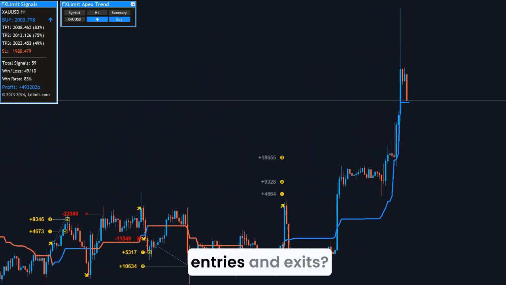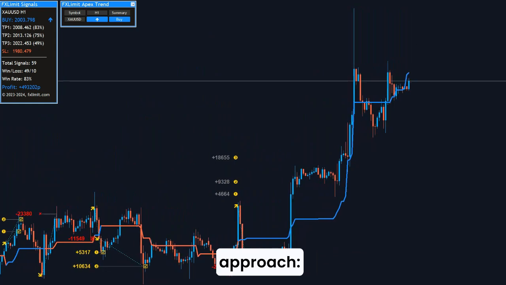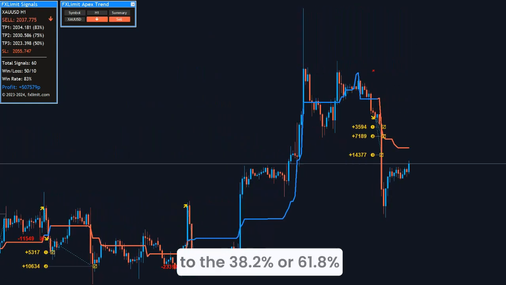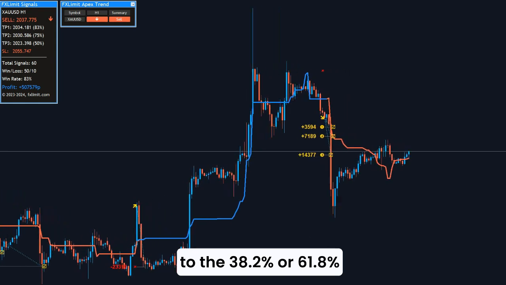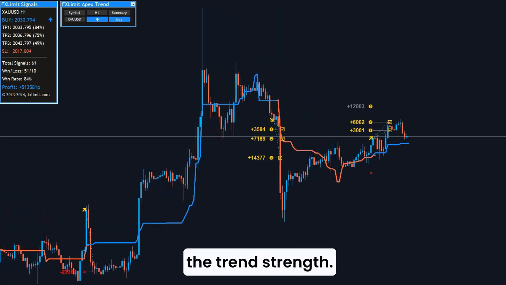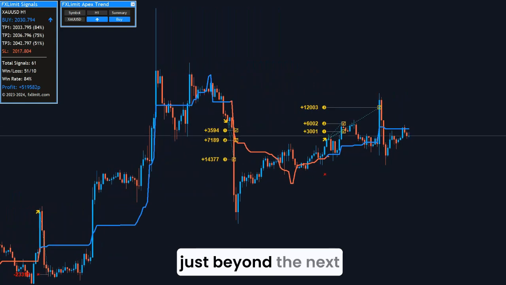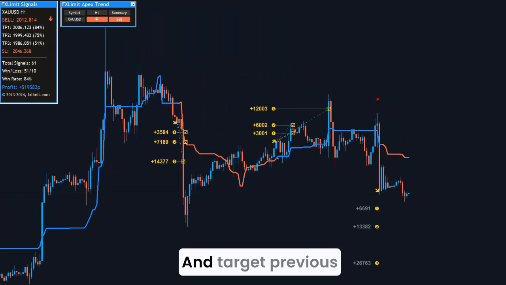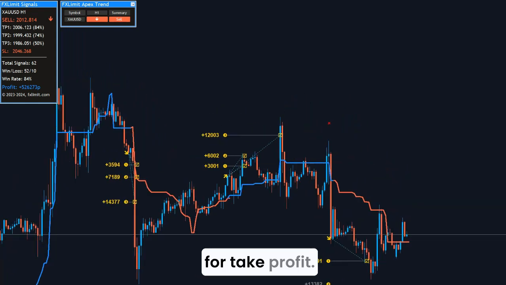Now, what about entries and exits? Here's a clean approach. Wait for a pullback to the 38.2% or 61.8% level, depending on the trend strength. Set your stop loss just beyond the next retracement level, and target previous highs or lows for take profit.